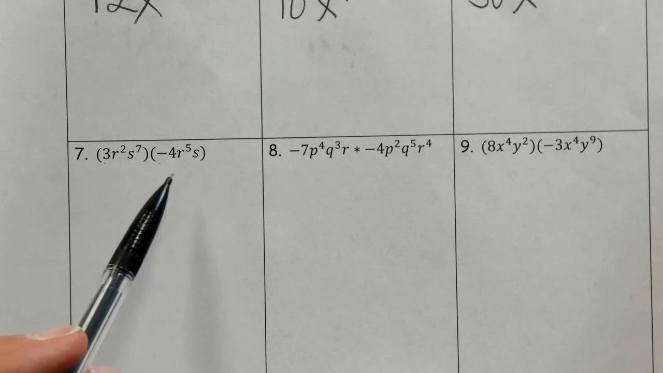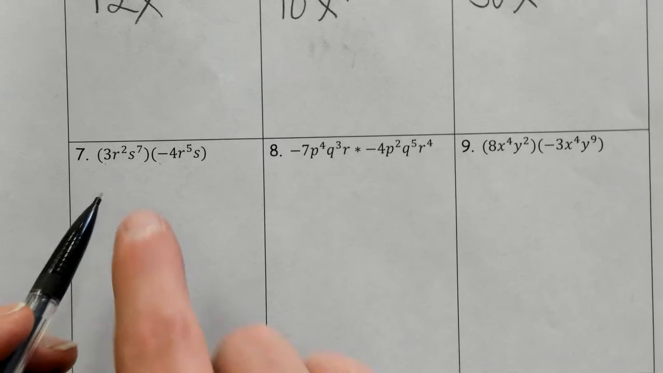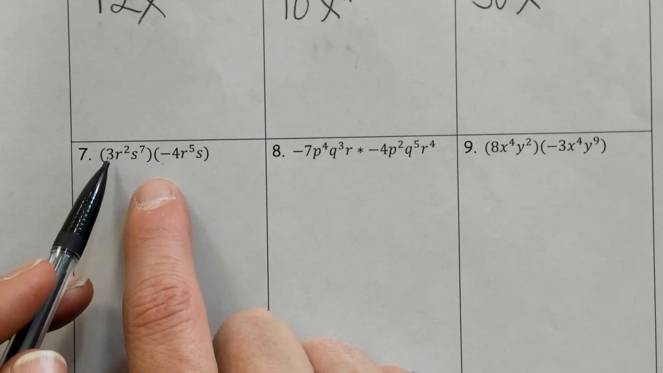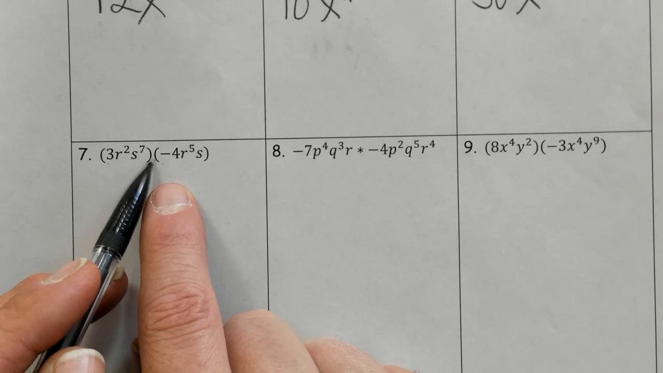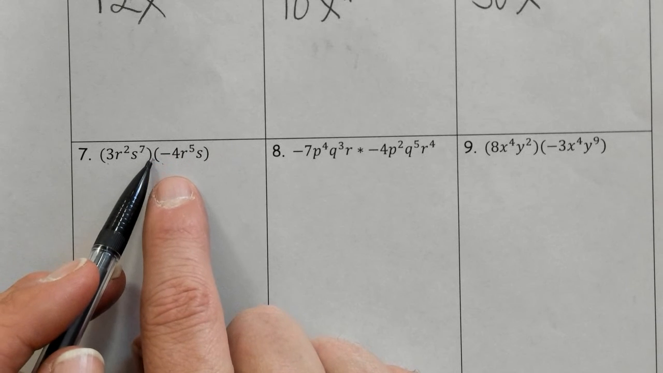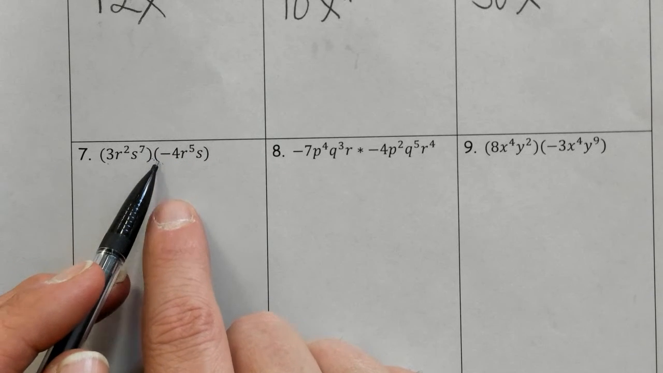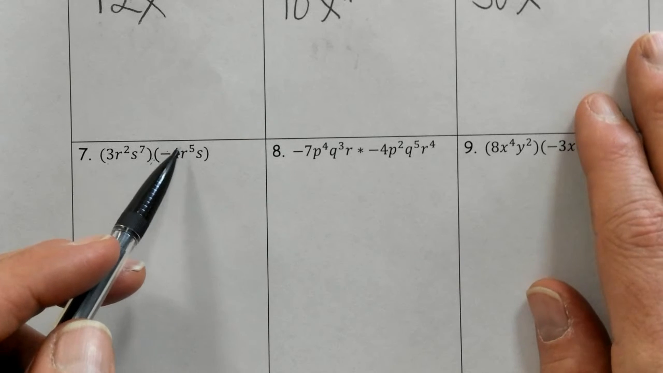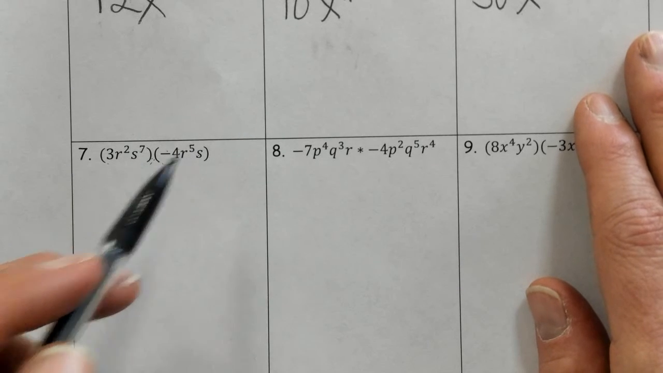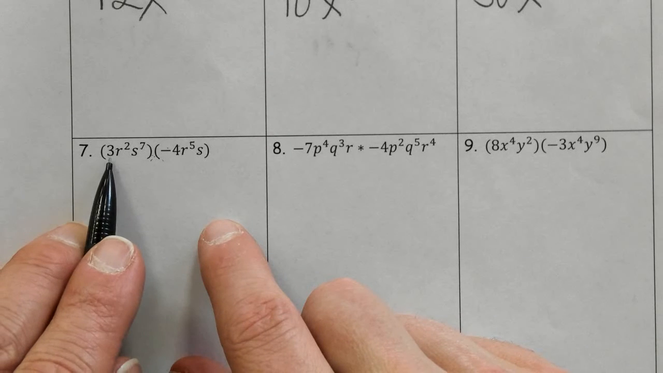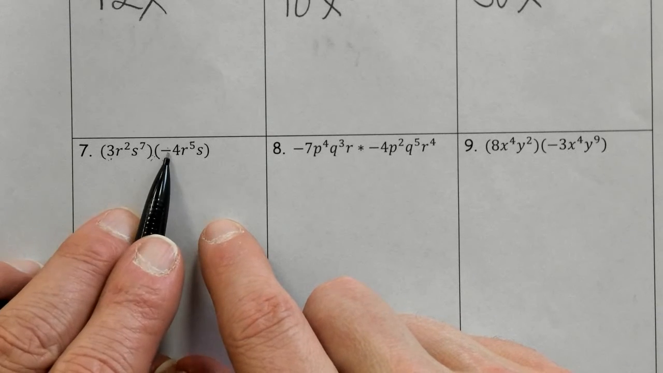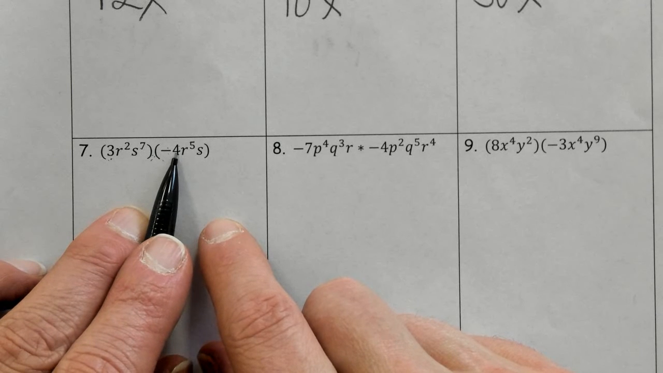And we didn't have to look at that earlier. So now in this case, I've got 2 quantities. So I've got 3r squared s to the 7th times, remember when you see 2 quantities together with a set of parentheses and nothing in between, that means multiply, times negative 4r to the 5th s. So again, I still have to take the coefficients and deal with them first. So I want to take the 3 and multiply it times the negative 4 and deal with that first.